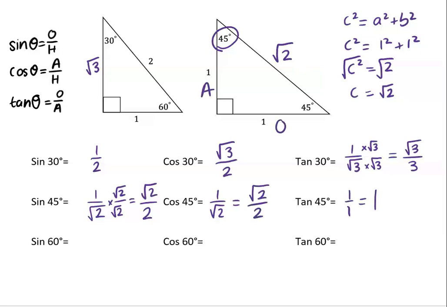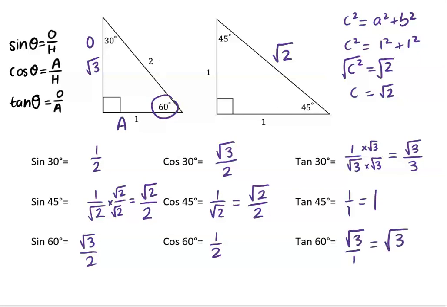Our final angle we're looking at, our final common angle, is 60 degrees. So back to our first special triangle. Our sine ratio is opposite over hypotenuse, or square root 3 over 2. Cosine of our angle is adjacent over hypotenuse, 1 over 2. And the tangent of our angle is opposite over adjacent. Our opposite is square root 3 over our adjacent is 1, or just square root of 3.